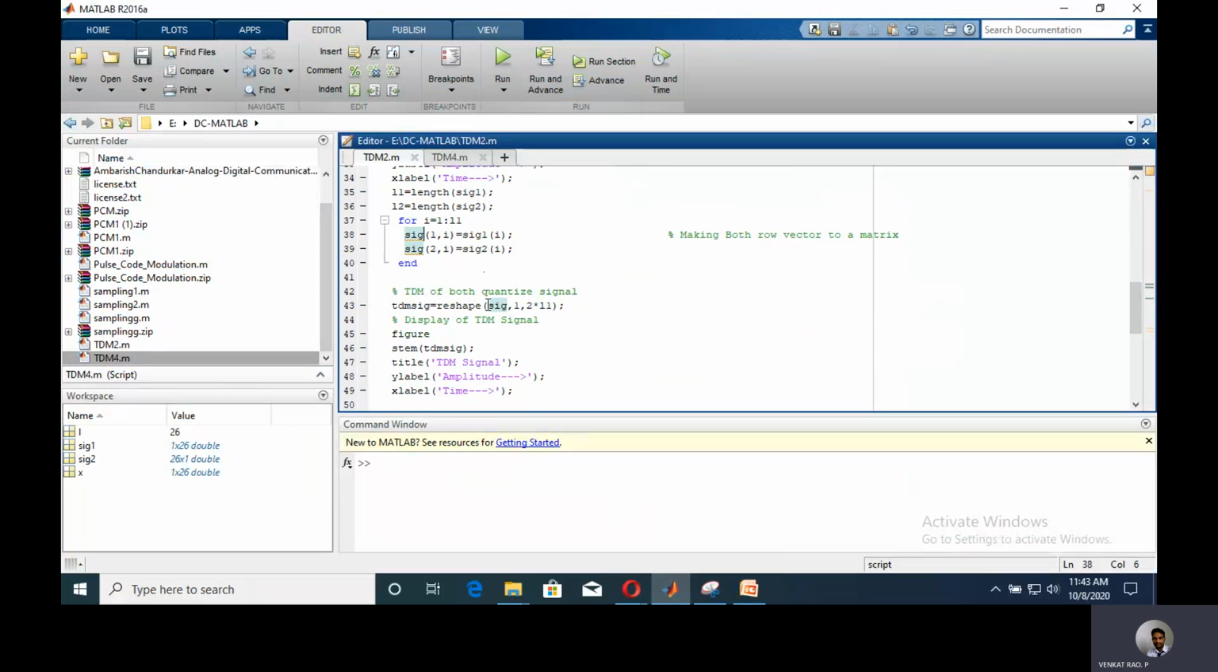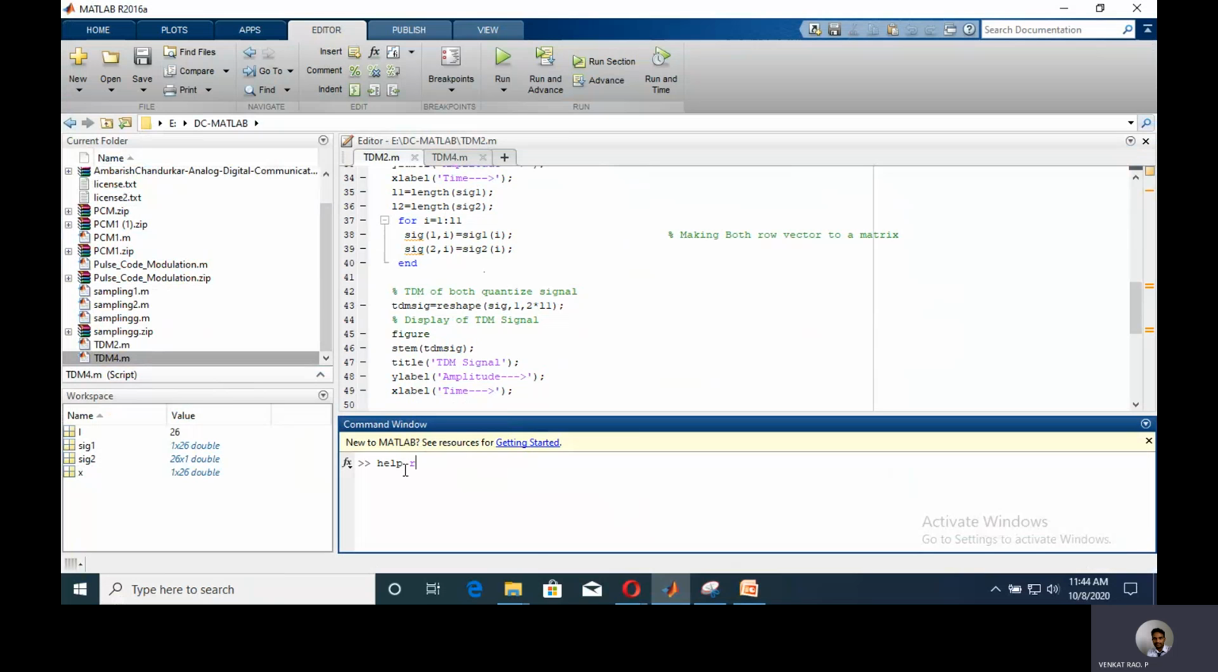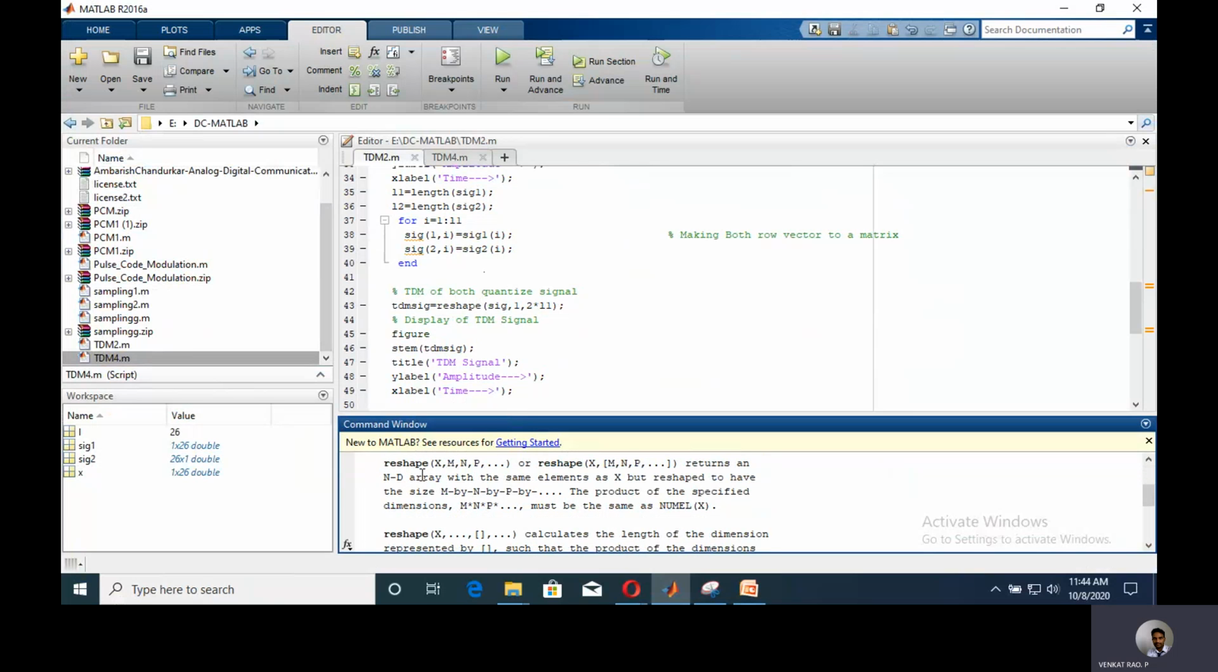Now, the time division multiplexing of both the signals is obtained by using a function called reshape. So this reshape function will produce the matrix form. For example, if you want to observe what is the meaning of reshape, you can type help reshape, so that you can clearly observe the meaning of the reshape function. So reshape of x comma m comma n will give you the m by n matrix whose elements are taken column wise from x, and it will return a matrix or array with the size of these multiplications.